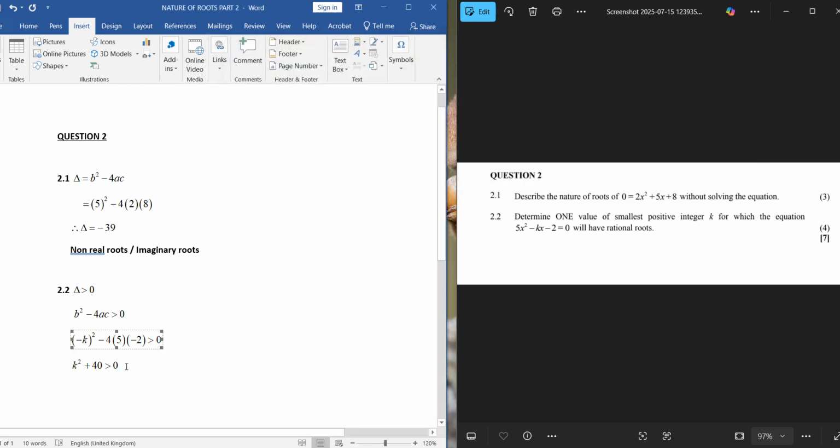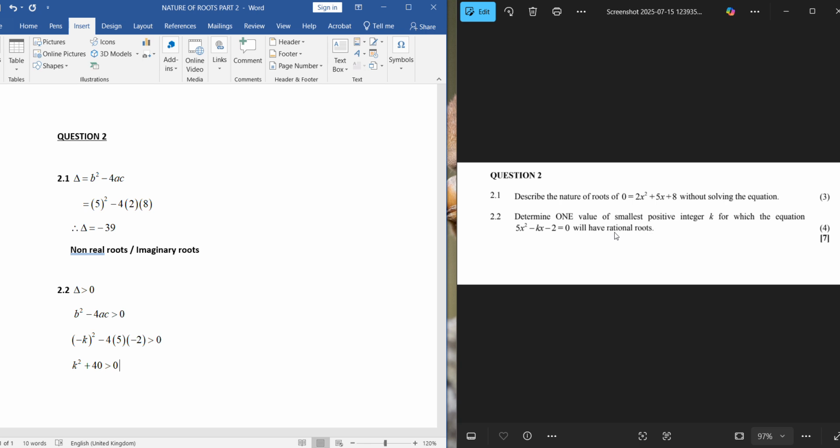Now, if you try to maneuver to find the k here, you are not going to find the k, because if you transpose the positive 40 to this side and introduce the square root of negative 40, then you are going to get an error. Now, we stop here. This is going to help us to find the value of k. Remember, we are looking for the one smallest value of k that is going to give us the rational roots.